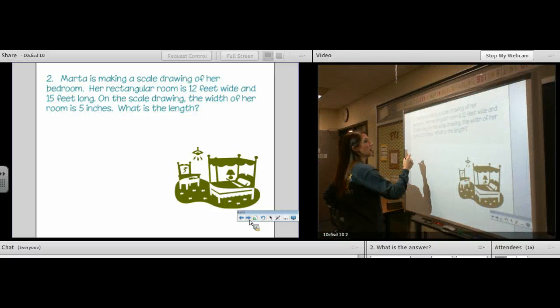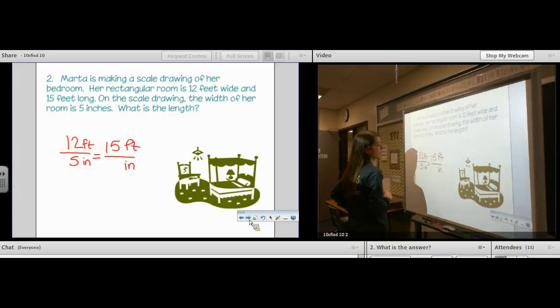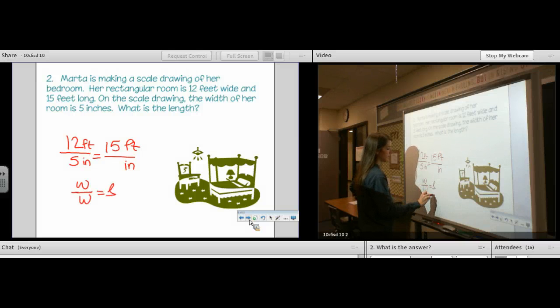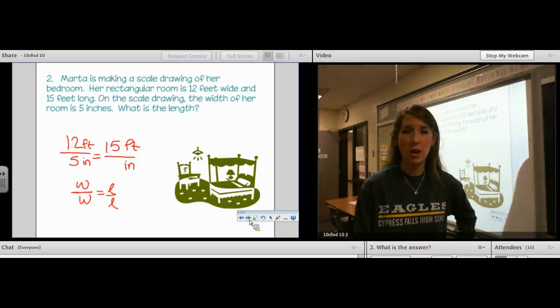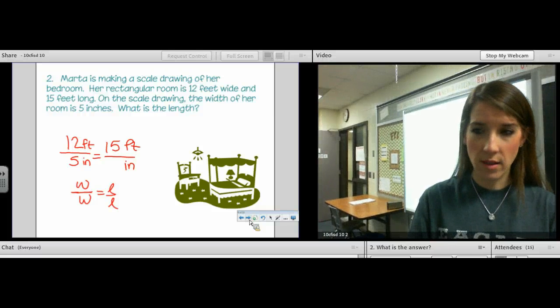So I'm going to do width over width. So this is feet and this is inches. Width over width equals length over length. Remember, this is just one way to do it. If you want to do width over length, you can. And I put the real one in the numerator, but you could also flip those. You could put the scale drawing in the numerator if you wanted to.